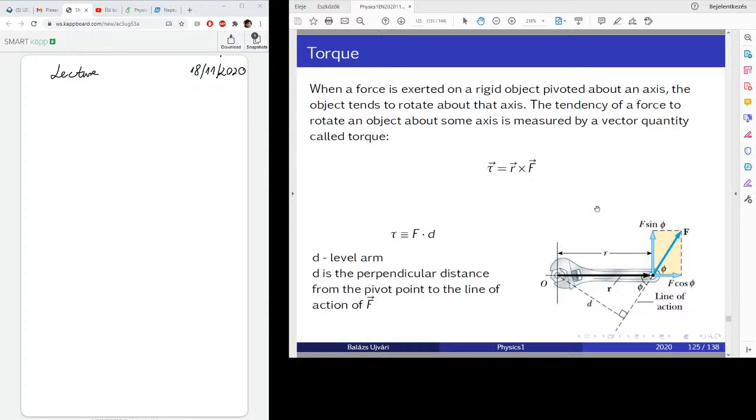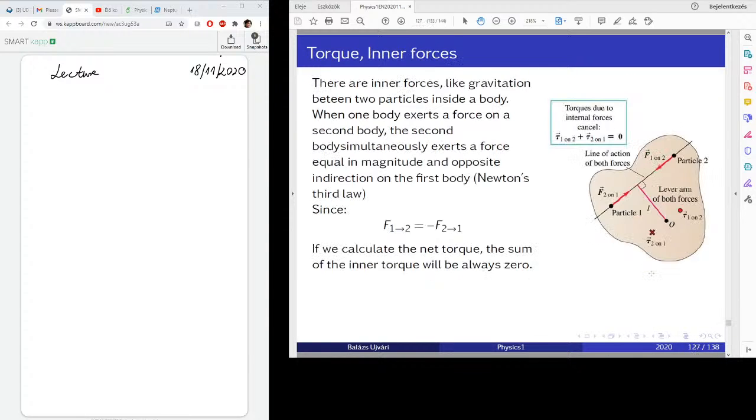There is a so-called vectorial multiplication, and the torque is nothing else but r cross force. If, yes, I used to draw it.